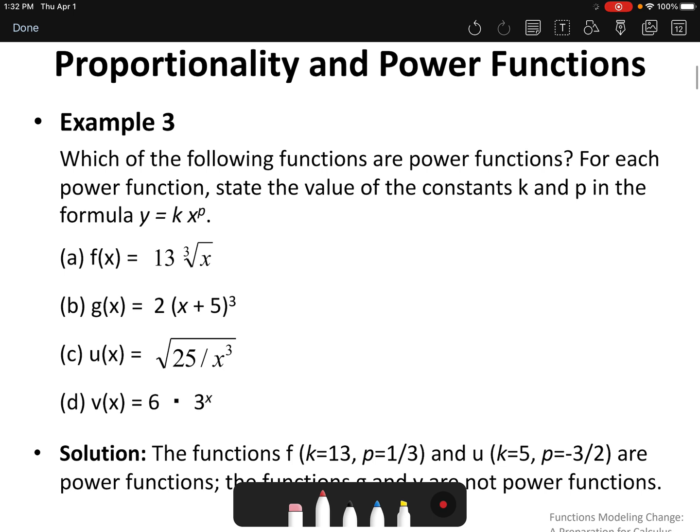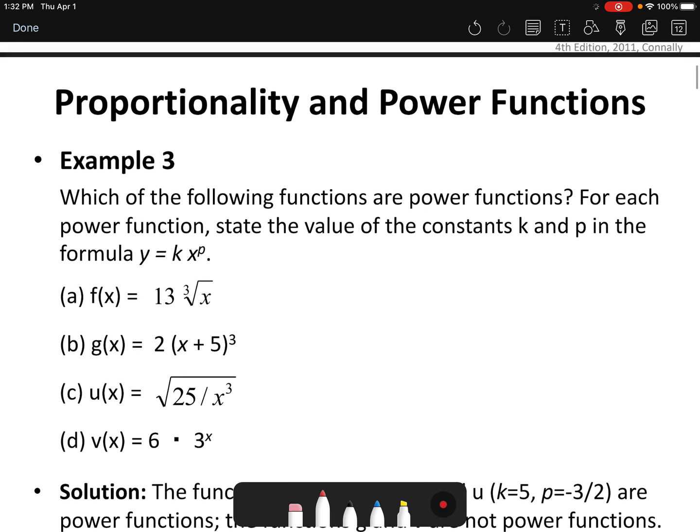Now, on example 3, we're going to look at which ones of these are power functions, and if they are, see if you can figure out what k and p are. Well, if you look at number 1, we can rewrite this as 13x to the 1/3. By doing so, we have now created kx to the p, have we not? So our constant is 13, our power is 1/3.